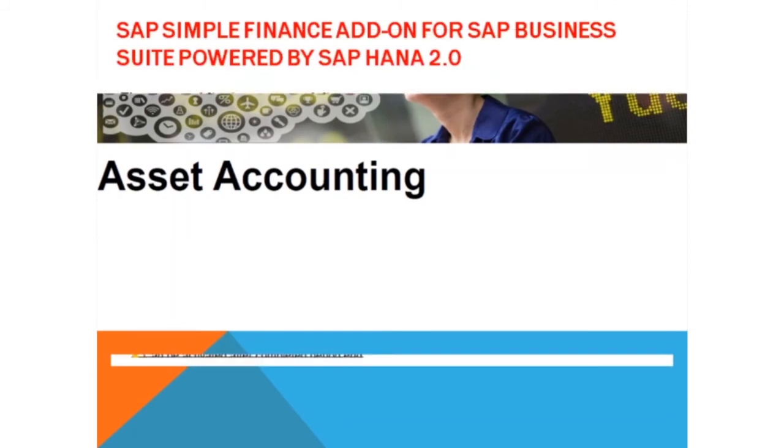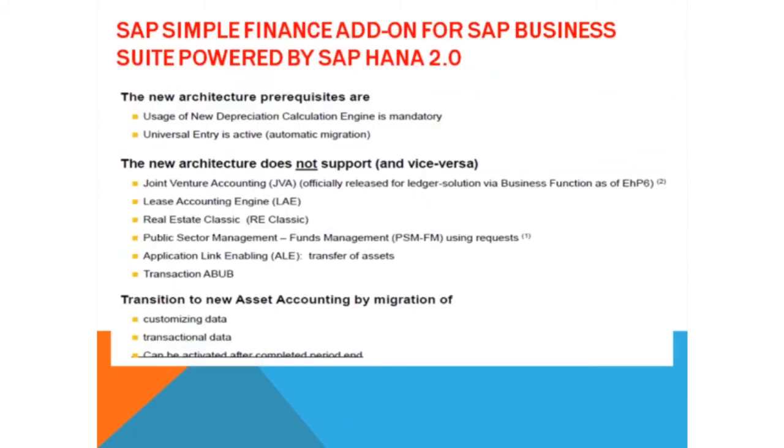Asset accounting also changed. So SAP HANA Suite 2. So usage of new depreciation calculation engine is mandatory. Universal journal is active. Automatic migration, new architecture doesn't support, and vice versa. Joint venture accounting officially released for ledger solution. This is meant for what's called oil and gas.